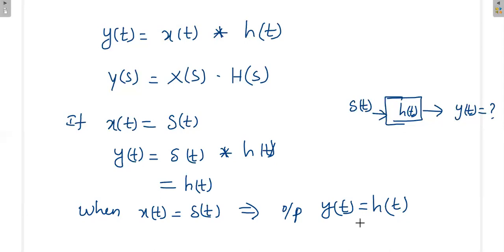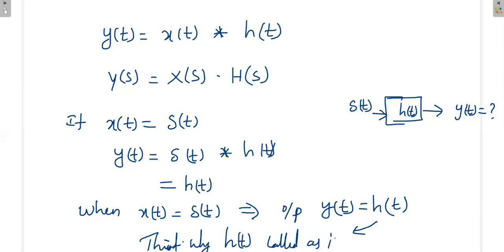This is the reason why we are calling h of t the impulse response. When you apply del t as an input, your output and h of t are both the same. That's why h of t is called the impulse response.